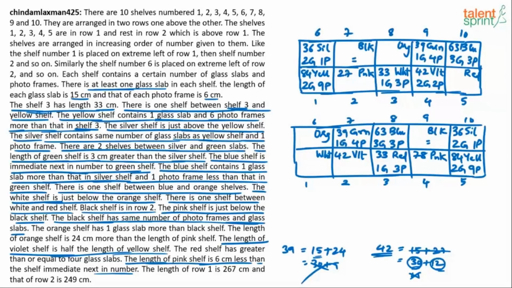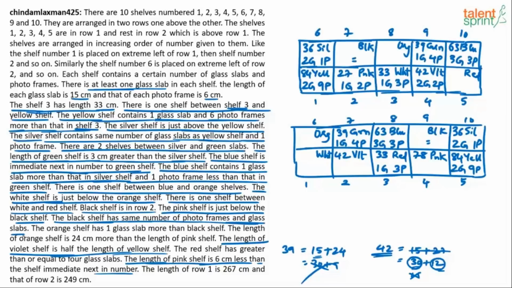Now if you have 27, try and understand. If the length is 27, the only way out is one glass slab and two photo frames. You can take one glass slab 15 centimeter, remaining 12 can be two photo frames. But 78 will have too many possibilities, so we'll have to check. What can 78 mean? Okay, I'm not going to do that verification now. Let's look at the other points.